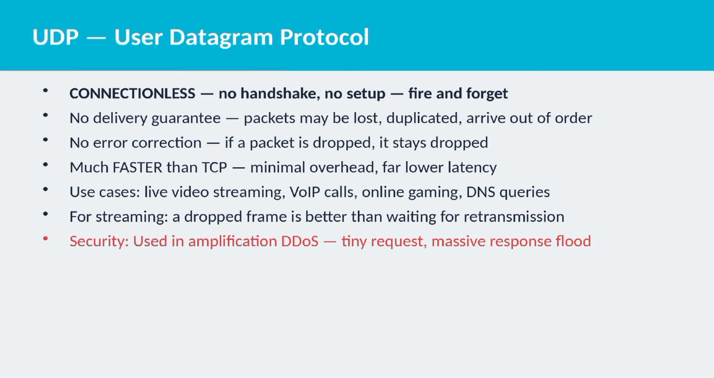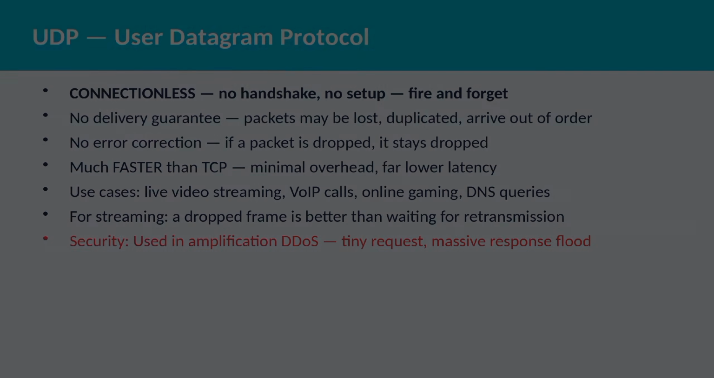UDP and application-level reliability. Now here's something really important and a bit advanced. Some modern applications use UDP, but still build their own reliability on top of it. A perfect example is QUIC, the protocol behind HTTP version 3. QUIC runs over UDP, but adds its own system for ordering data, handling errors, and recovering lost packets. So it combines the speed of UDP with the reliability of TCP, but in a smarter, more flexible way.